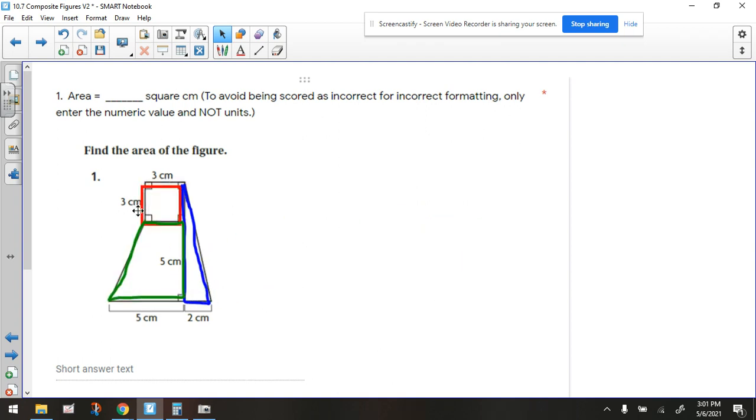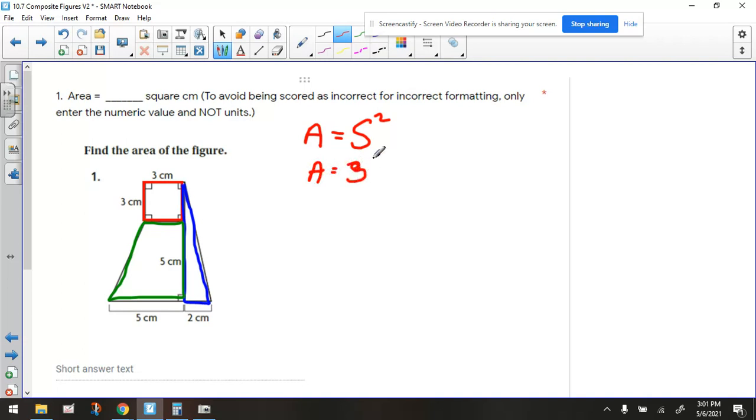So let's start with the easy part, which is the square. The formula for a square is area equals side squared, and the side there's 3. So we'll do 3 squared, which would be 9. All right, now I'm going to put a big old 9 in there so we remember that that's 9.